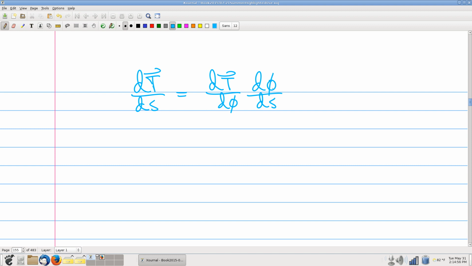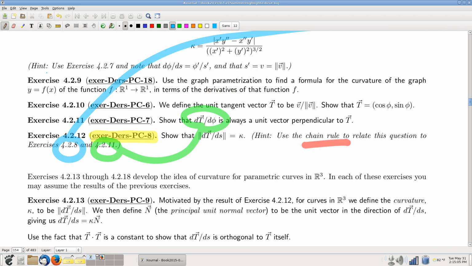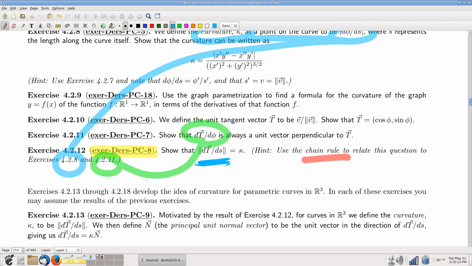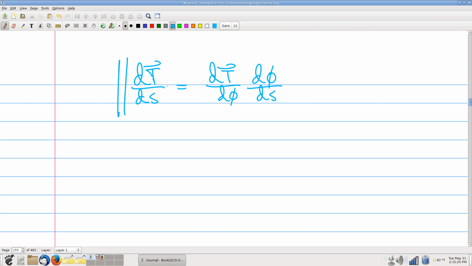Is that cool so far? Okay, everybody good? All right, now the question says, show that its magnitude is equal to curvature. So apparently I'm interested in the magnitude of dt ds. Let's compute the magnitude of dt ds. I'm going to take the magnitude of both sides. And so the left side now is exactly what we're interested in, and at this point we're just hoping the right-hand side will turn out to be curvature.